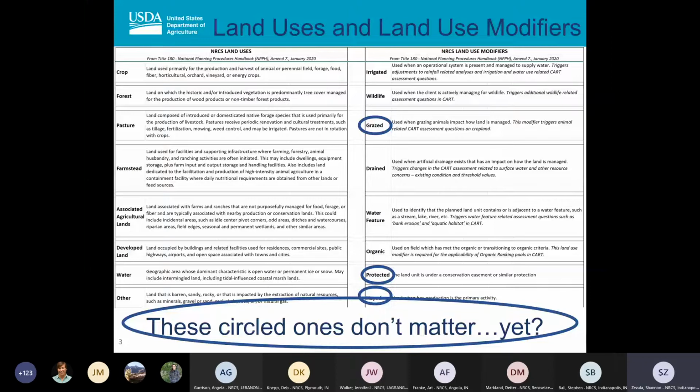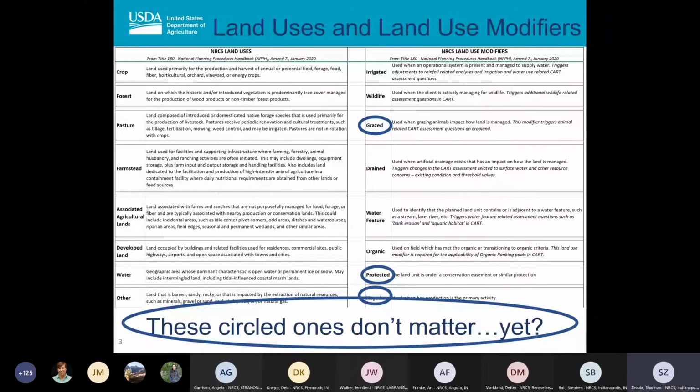But the other modifiers, irrigated, does trigger some additional resource concerns, some additional data. Of course, wildlife, as Brianne went over in her presentations, is required if you're going to assess wildlife habitat as an objective on the land. Drained, just a little more information. Drained, again, if you can see evidence of drainage on the land, whether that's surface drains, subsurface tile, and so forth, document it.